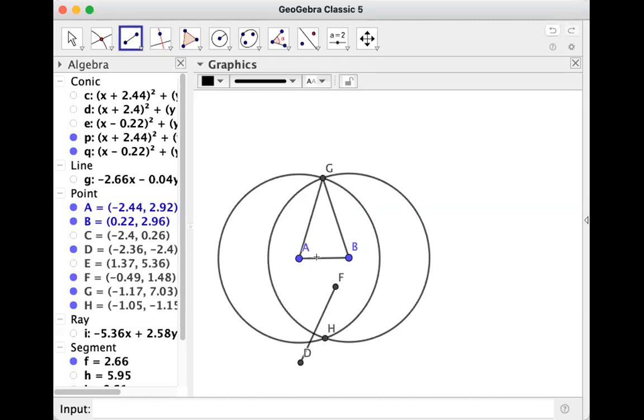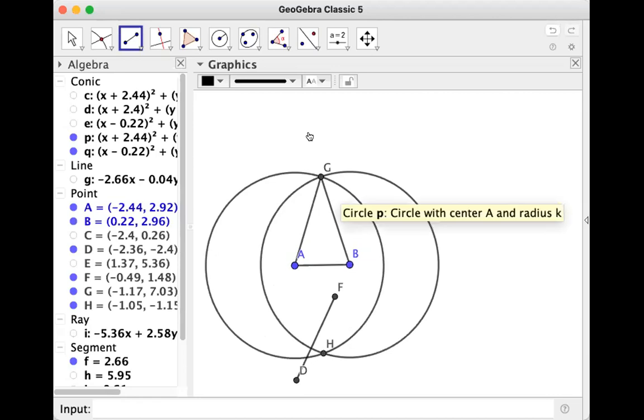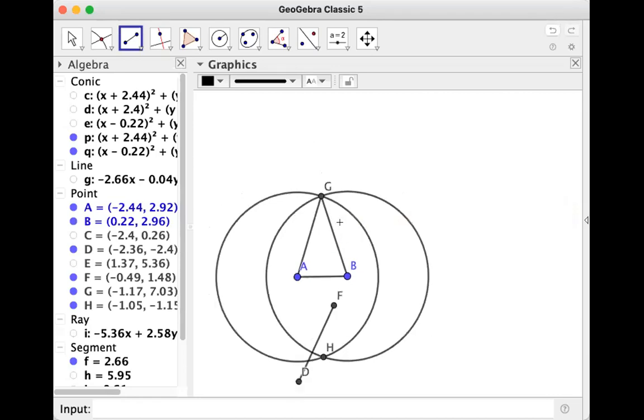And where they came together, AG, A to any point on that left-hand circle, would be 1 plus square root of 5 over 2. And B to any point on the right-hand circle will be 1 plus square root of 5 over 2. So if I go to the intersection of both circles, I have a triangle that has everything I need: 1, square root of 5 over 2, square root of 5 over 2.